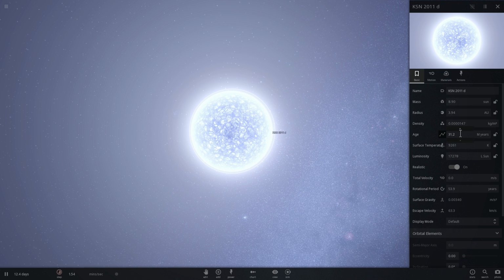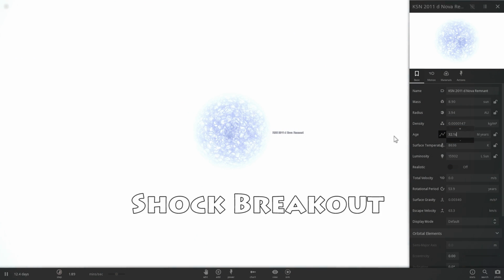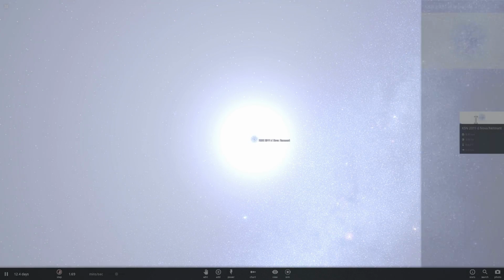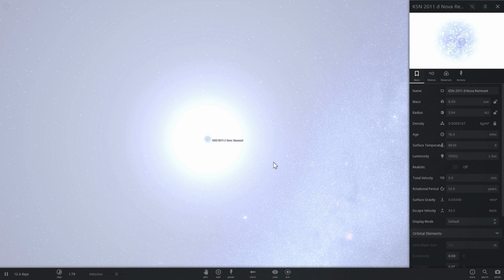But you can see, there you go. It's turning into a red giant again. And excellent. So now this is actually a supernova, and you'll see it coming toward us in a few seconds, I think, because it says nova remnant. So it looks like it went supernova.